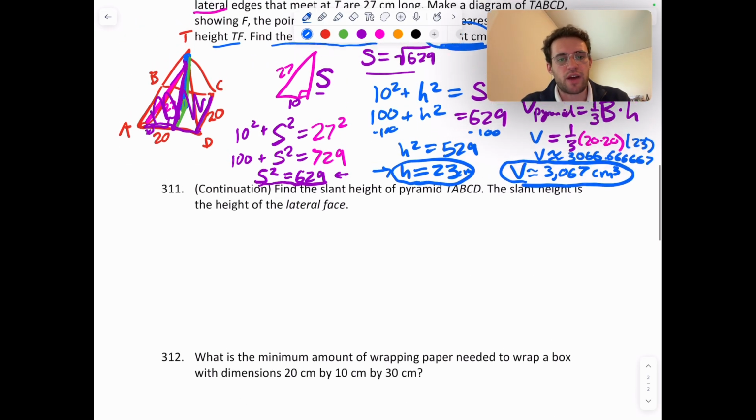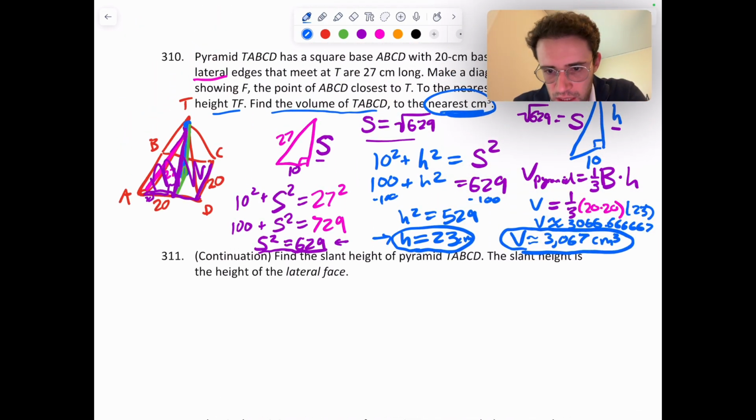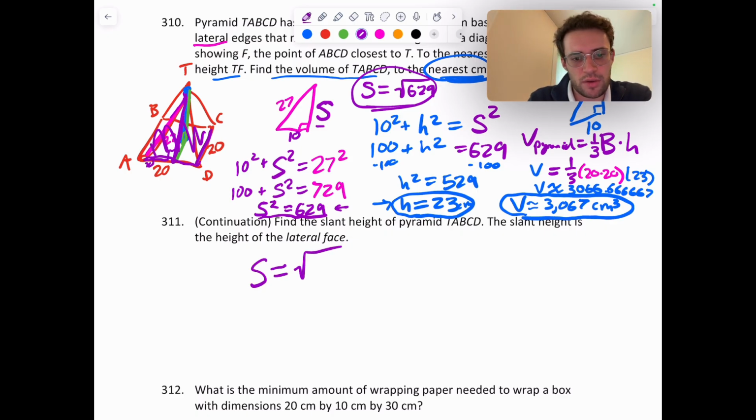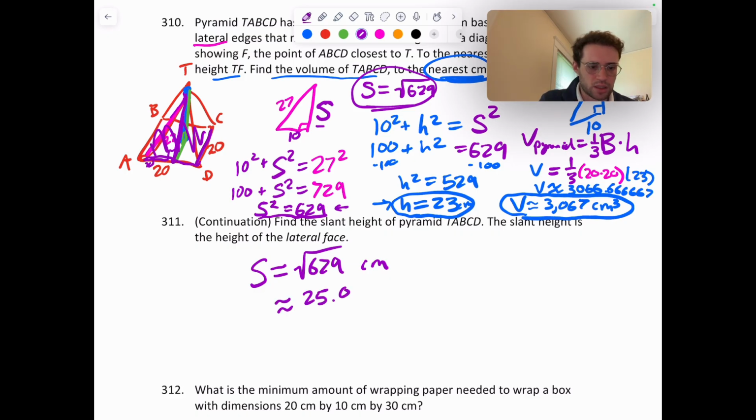All right, continuation. Find the slant height of the pyramid ABCD. The slant height is the height of the lateral face. So we actually already did that, right? That'd be square root of 629. So it's equal to the square root of 629 centimeters. 629 is not a perfect square, so I'm just going to type that into my calculator. The square root of 629 gives me 25.079874241. Did they say what to round it to? They did not. Okay, well, maybe round it to the nearest 100th, just to be safe.